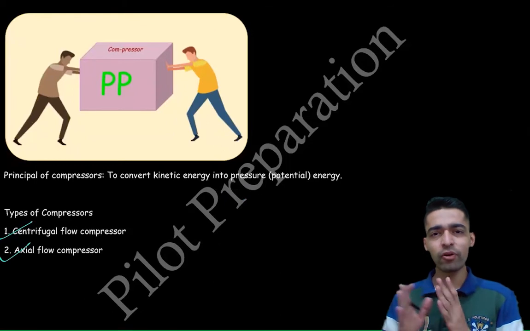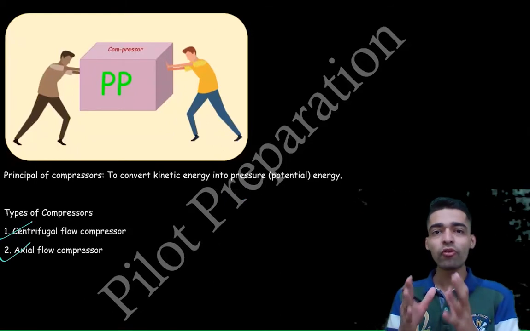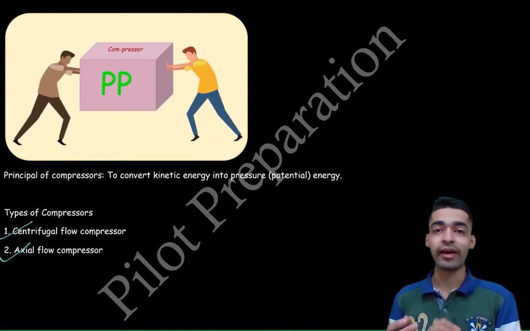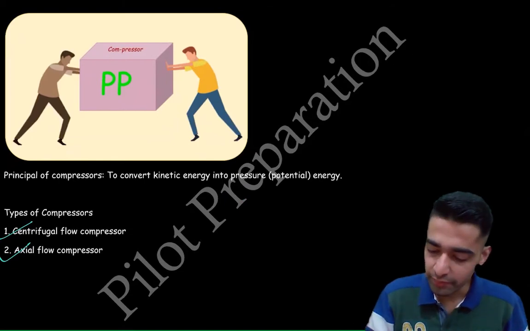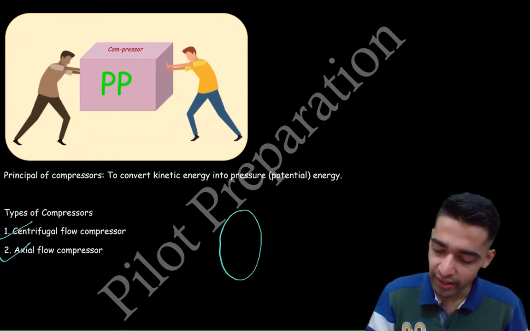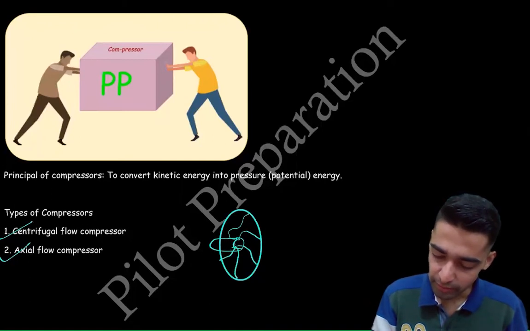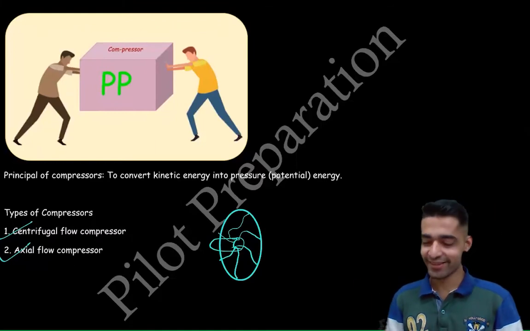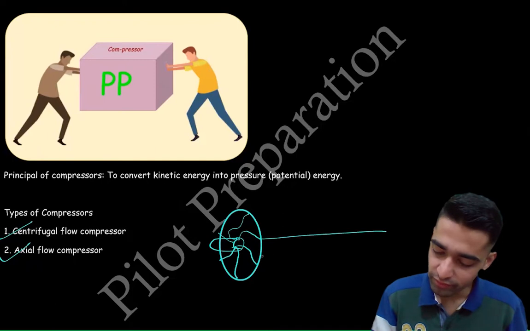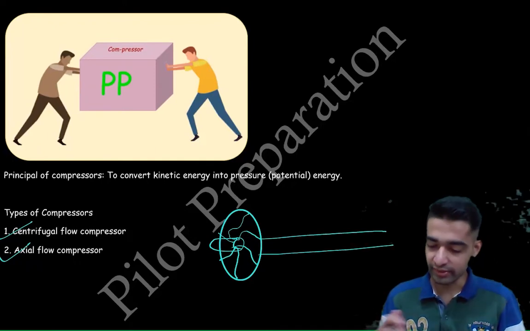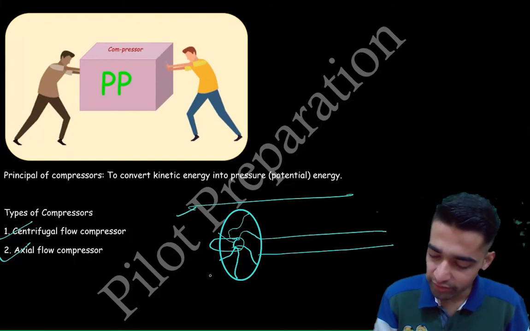Let me draw the diagram for both, and then we'll see the real diagram so that you will be able to capture the design very well. So let's see the centrifugal flow type compressor. The centrifugal flow type compressor is nothing but a disc. You know, it looks like a disc. So this will be the eye of the compressor with a bulge like this. And then it will have blades like this. These blades are nothing but guide vanes, we can say. And now our compressor is ready. It will be attached to a shaft also, which I am ignoring for now so that you will understand well. And here we have the air inlet.